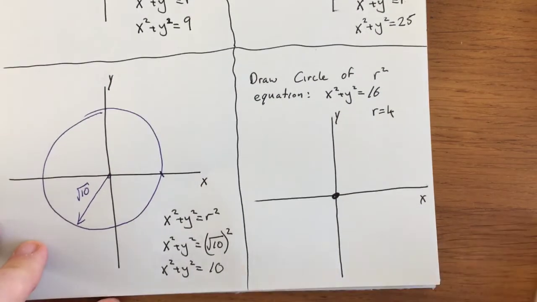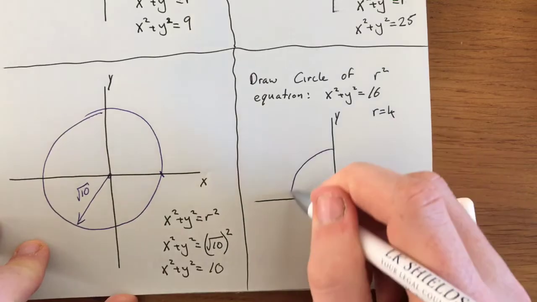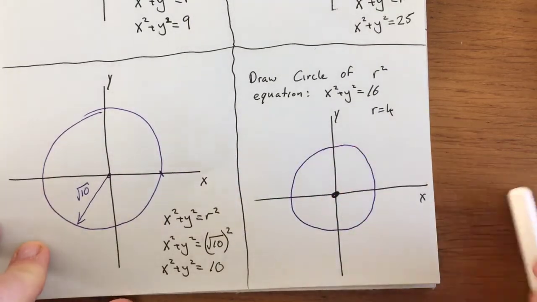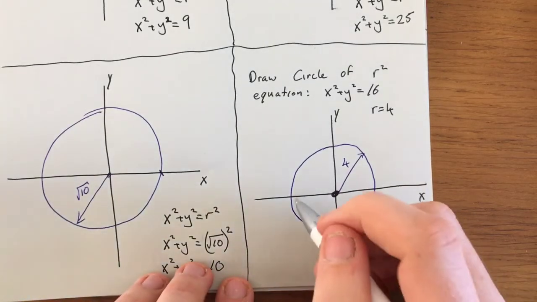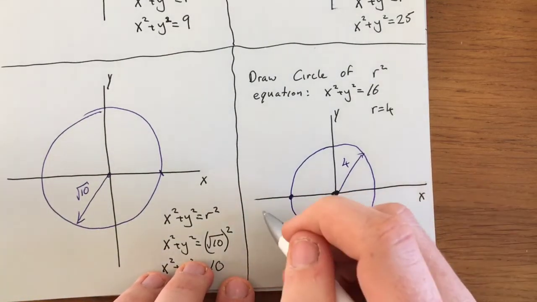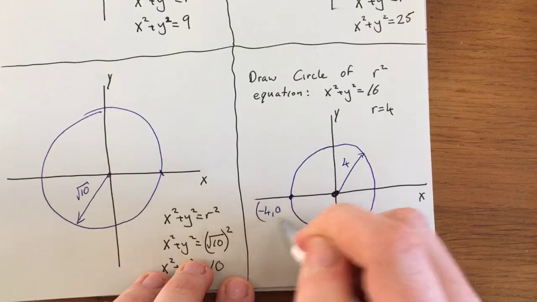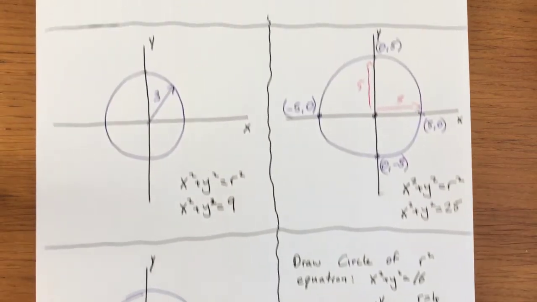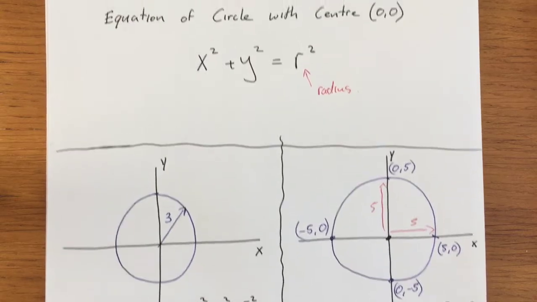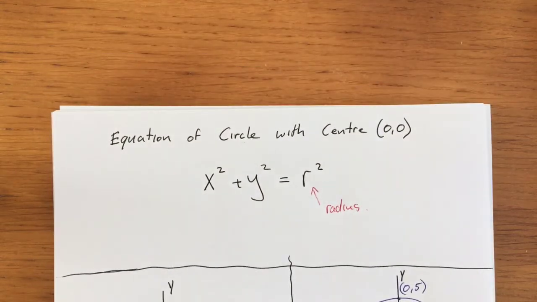If you were to draw in this circle, this is what it would look like. It would have a radius of 4. And for example, down here, it would touch the x-axis at -4, 0. So that is the first part of this. This is the equation here, and that is what we are dealing with.